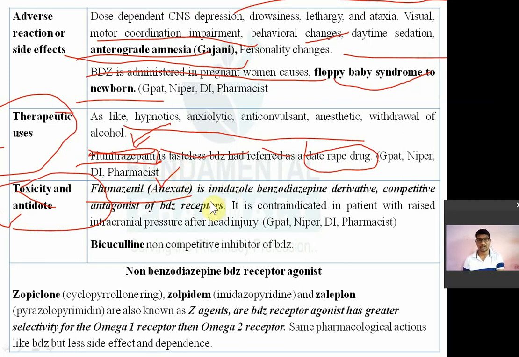Flumazenil is the specific antidote for benzodiazepine overdose, and it is an imidazole benzodiazepine derivative. It is a competitive antagonist for the benzodiazepine receptor. Diazepam is an agonist, while this is a competitive antagonist, and it can reverse all the symptoms of benzodiazepine poisoning. It can regain all the function. Whatever serious depression is caused by benzodiazepines can be reversed by flumazenil. It is indicated in patients with raised intracranial pressure after head injury.